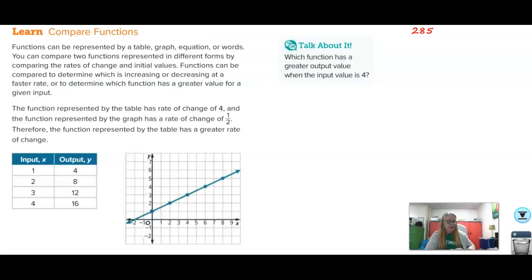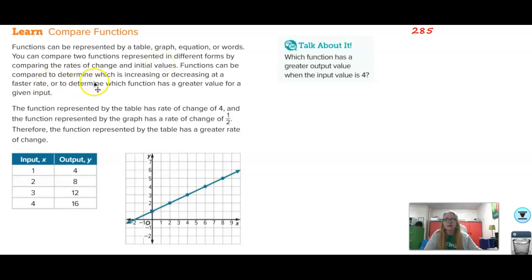Okay, so here we have an example, and this is what you're going to be faced with in this section. You've got two functions. One is in a table and one is in a graph. And you're going to have to make comparison statements about both of them. It says functions can be represented by tables, graphs, equations, or words. You can compare two functions represented in different forms by comparing the rates of change and the initial values. The rate of change is m, the initial value is your b, or your y-intercept.